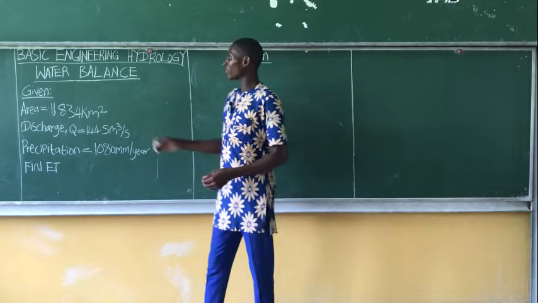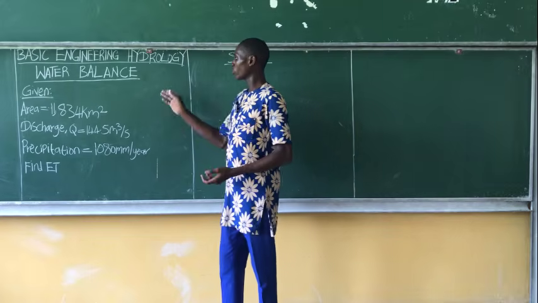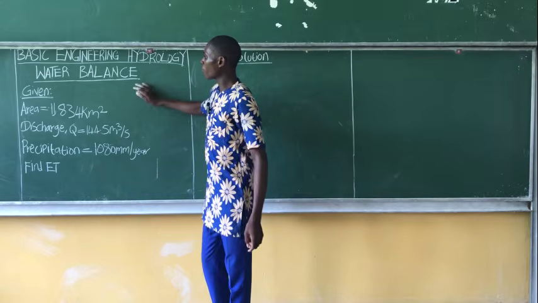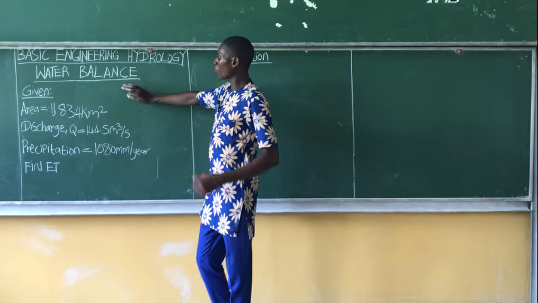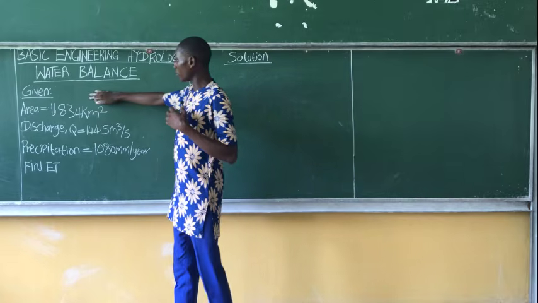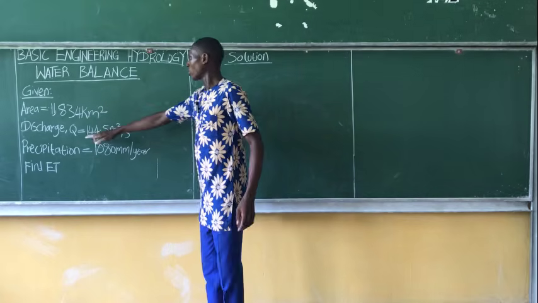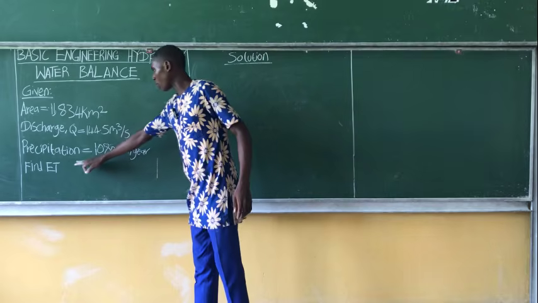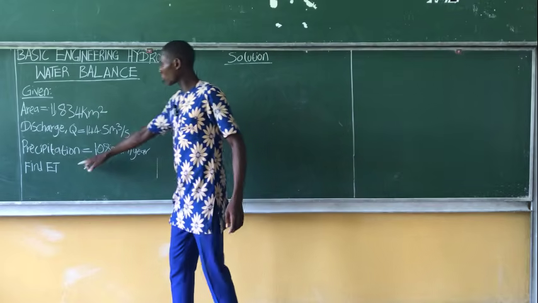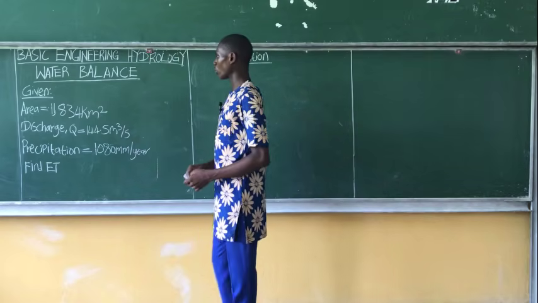Okay, so whenever we are given a problem on this, the first thing we do is to get our parameters that we are given in the problem. So from the question we are given the area of the catchment, the discharge, which is also the same thing as the runoff. We have our precipitation, and we are asked to find the evapotranspiration.